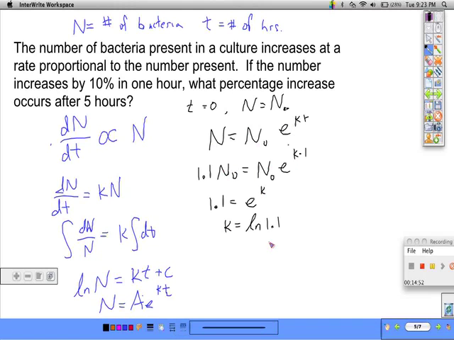So what I'm trying to do is come up with the best equation that I can for n. And what I figured out is that n needs to be whatever the initial amount is times e to the natural log of 1.1 times t. And what I can do here is group this and write n equals the initial amount times 1.1 to the t.